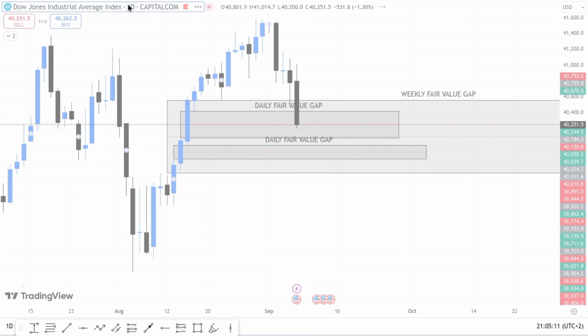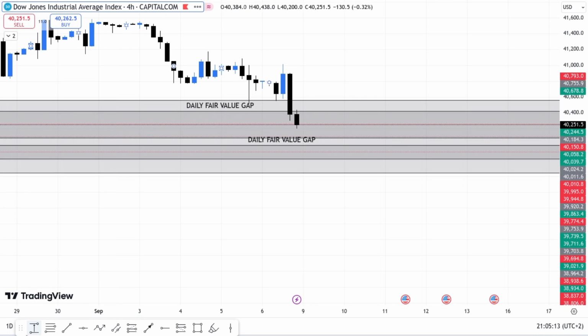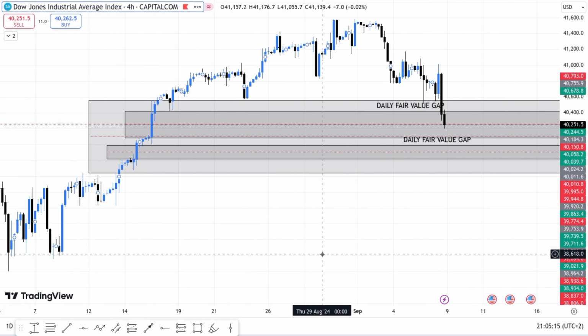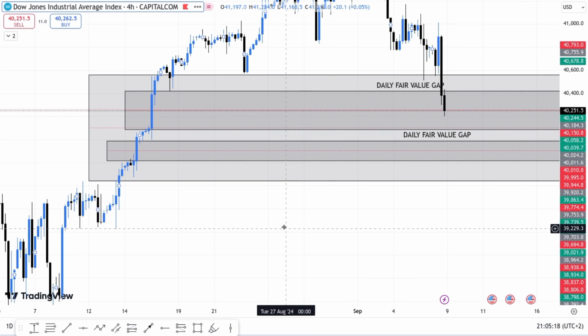So let's go to a lower time frame. Maybe we can mark out some other important zones and give us more reasons to enter. So this is our 4 hour.